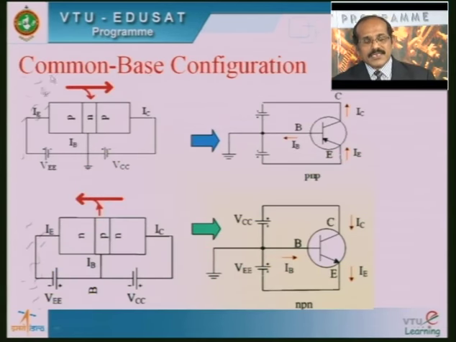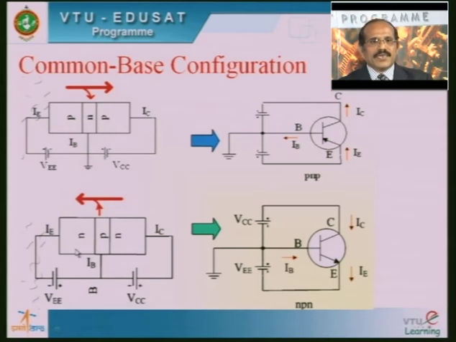Here you can see that we have a common base configuration for both PNP as well as NPN transistors. In the PNP transistor, this P acts as the emitter, this N acts as the base layer, whereas this P acts as the collector layer. In this case, the emitter P is connected to the positive terminal of VE with reference to base. So this is forward biased, whereas the output junction, that is the P layer collector, is connected to the negative terminal of VCC with reference to the base. So this will be reverse biased.